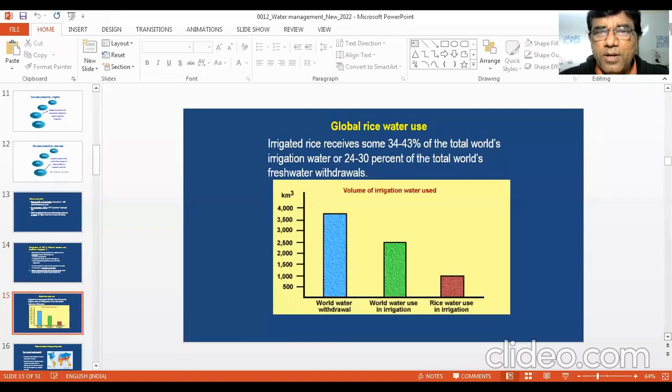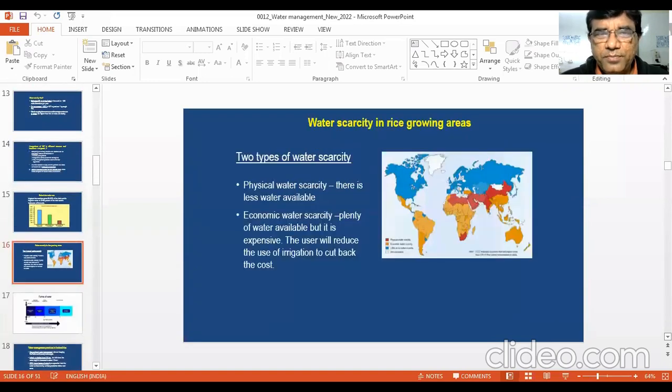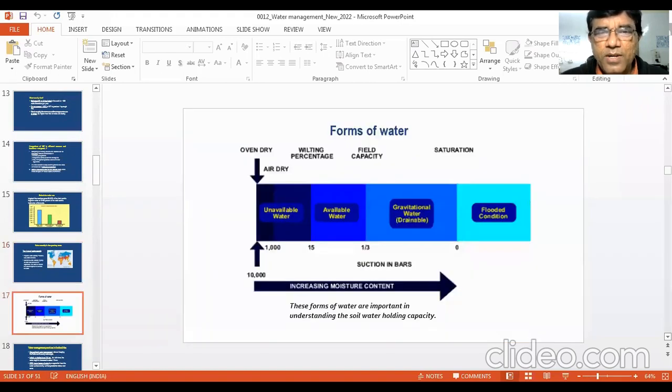And we have seen global rice water use, a greater quantity of water is diverted for irrigation. Roughly it is 30% of the fresh water going to irrigation. Two types of water scarcity. We have seen physical water scarcity and economic water scarcity. Forms of water, we have seen it starts from irrigation or rainfall, and then gravitational water, available water, and unavailable water.